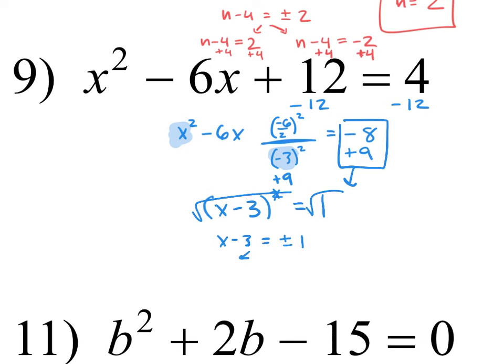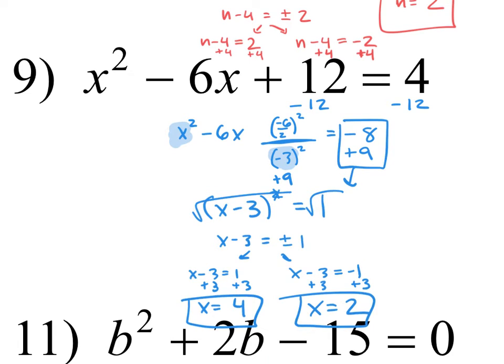So we break this up into our two equations. We have x minus 3 is equal to positive 1. X minus 3 is equal to negative 1. Now how do we solve for x? Add 3. Awesome. So x is equal to 4. And then we do the same thing in the next one. Add 3. So it's negative 1 plus 3, 2. So x is equal to 4 and x is equal to 2. Any questions on this one?